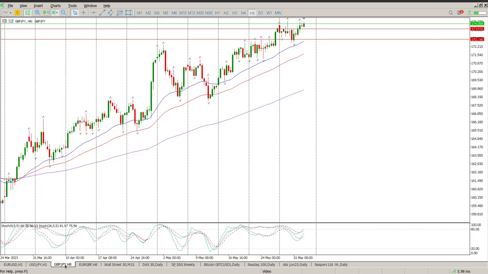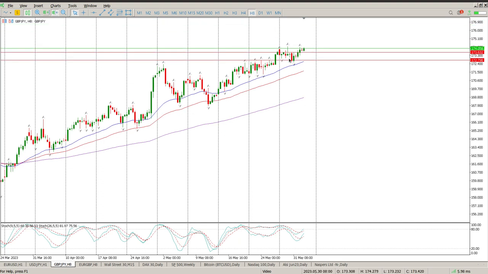So moving on to British pound, Japanese yen, and there's still nothing going on here. We are sideways, we are ranging in a strong uptrend, and we're just drifting in a range basically.